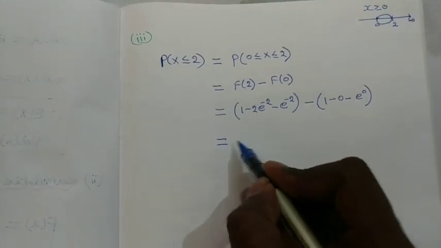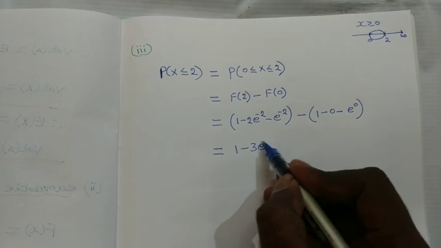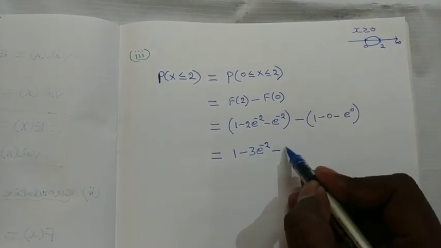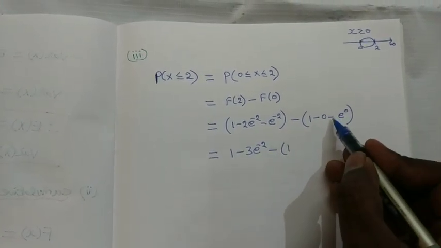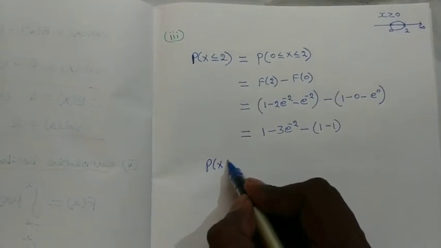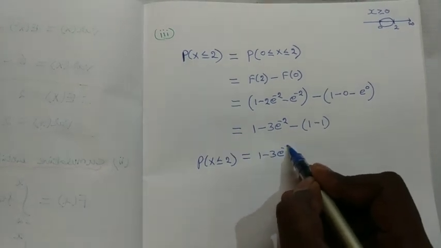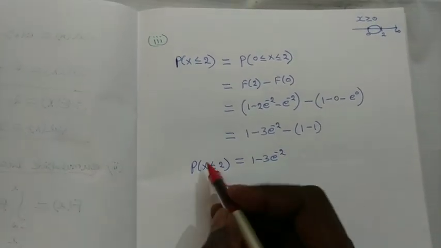Okay, so the further simplification, 1 minus, this into this same term, 3 into e power minus 2, minus 1 minus 1, 1 minus 1 cancel. So finally the answer for p of x less than or equal to 2 is 1 minus 3 into e power minus 2. So this is the answer of this term.